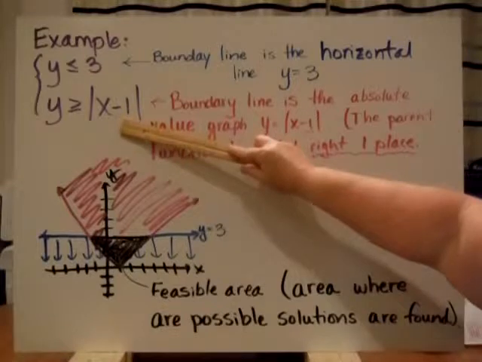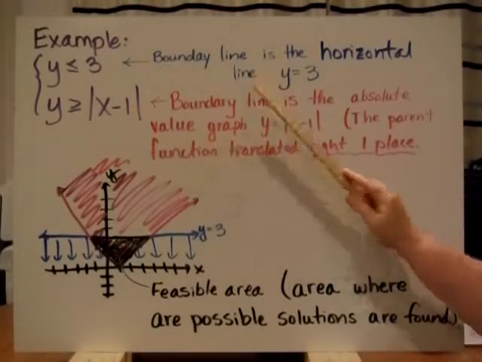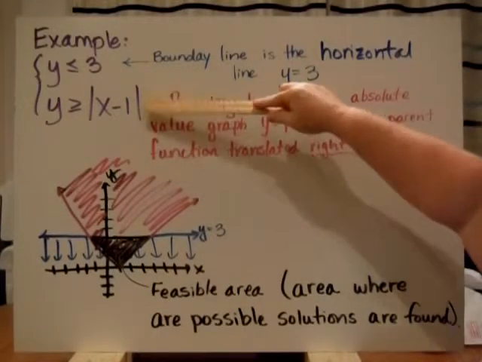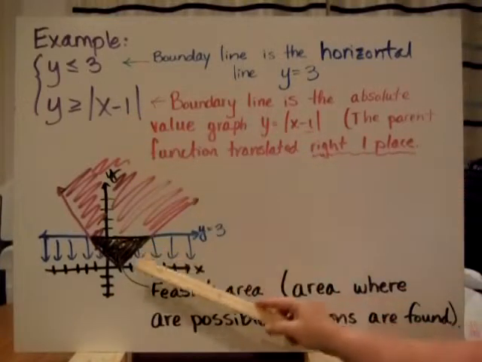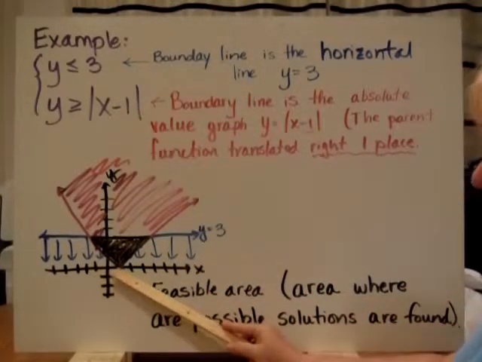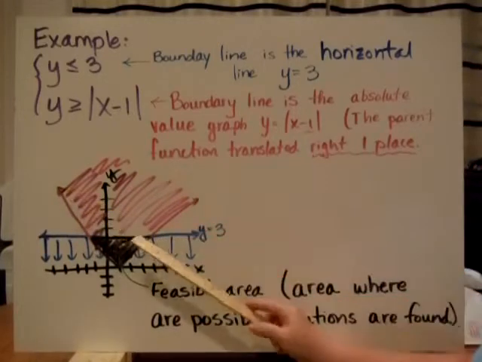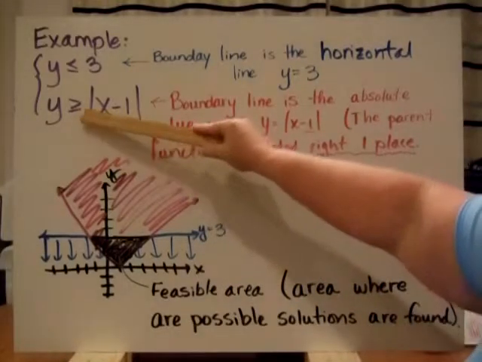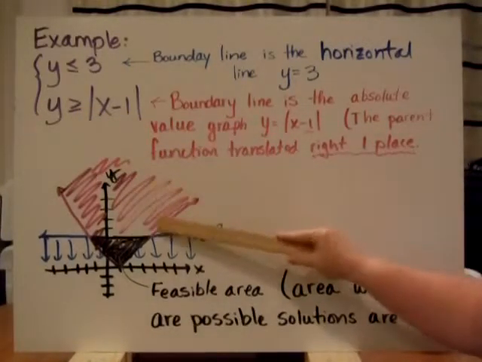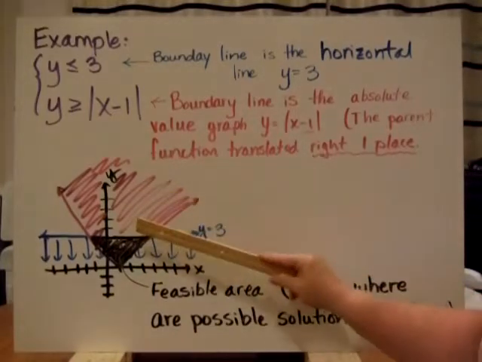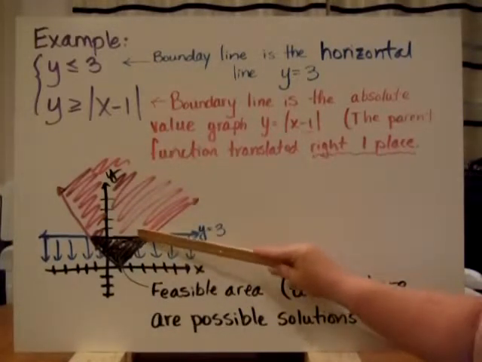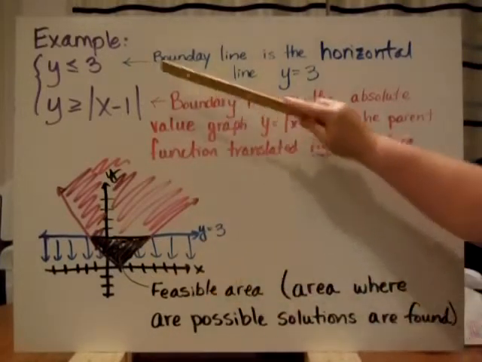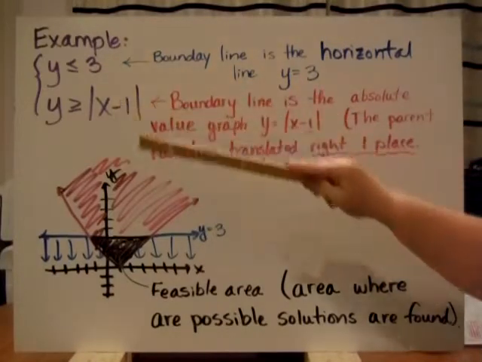And then this would be our parent absolute value function moved to the right one place, because the minus 1 inside the absolute value symbols tells you to move the graph one place to the right. So instead of being at the origin, we move it one place, and here is our absolute value graph. Remember, it's always in the shape of a V. Y is greater than, so we shade above the line, which is inside the V. The only place where the pink and the blue overlap is this little triangular area right here, and that would be the feasible area where we would find all of the solutions for this system of inequalities.